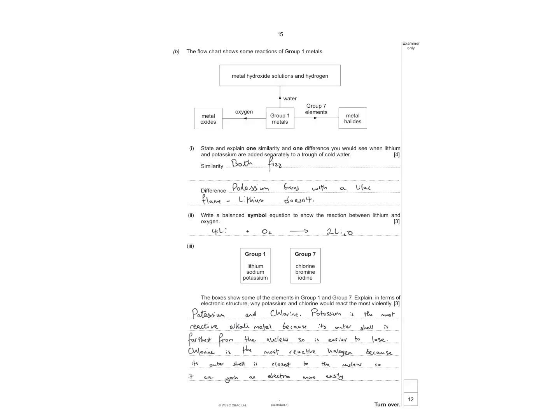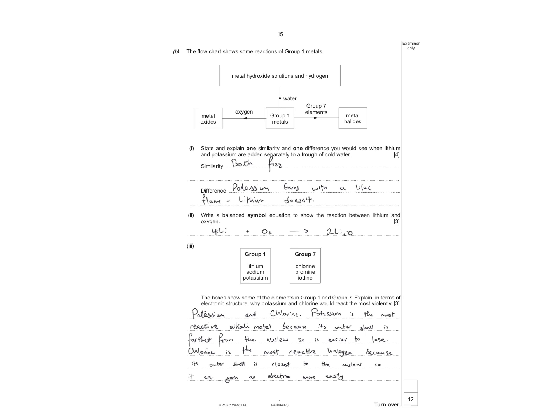The flowchart below shows some reactions of group 1 metals. State and explain one similarity and one difference you would see when lithium and potassium are both added to cold water. Well, that's this flowchart there. My similarity is they both fizz. My difference is potassium will burn with a lilac flame, but lithium will not.